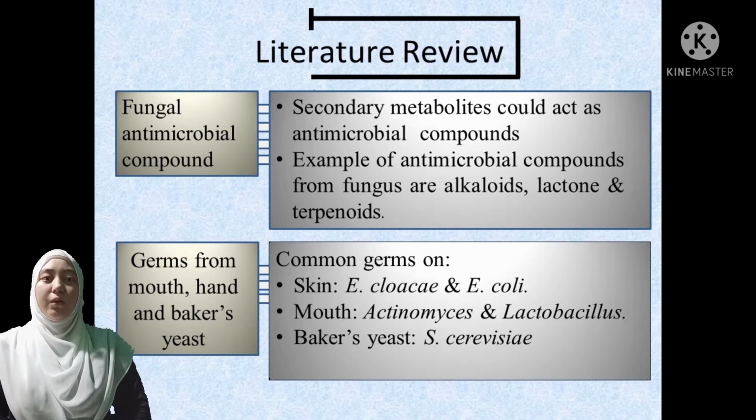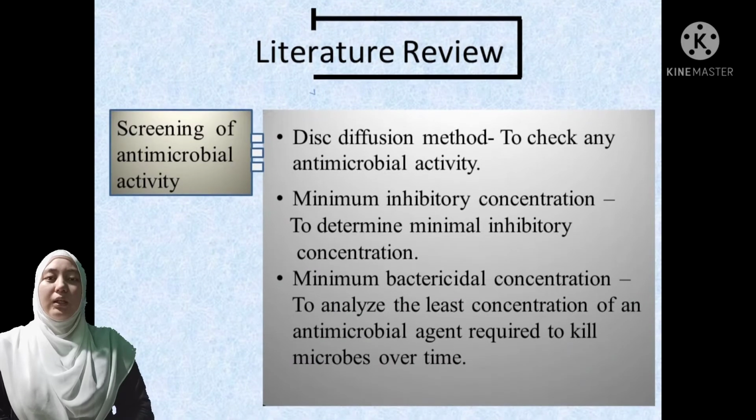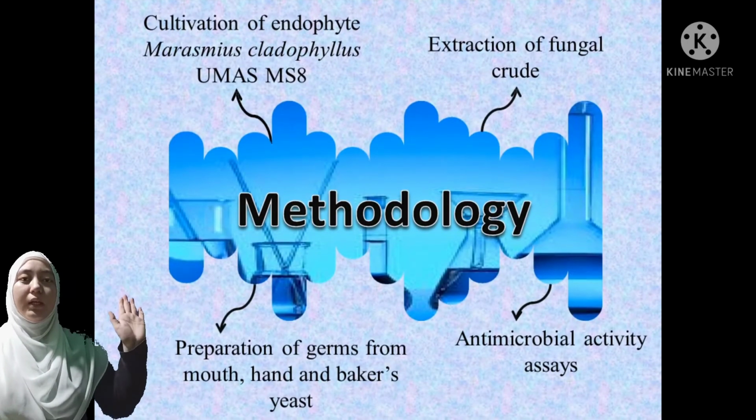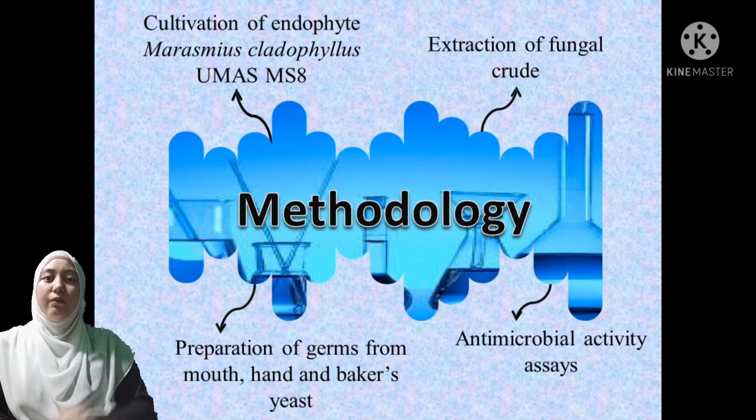Usually, most common germs on the skin are E. cloacae, K. pneumoniae, and E. coli. Meanwhile, Actinomyces and Lactobacillus are bacteria commonly found in the mouth. Lastly, Saccharomyces cerevisiae is a common fungus used in Baker's yeast. In this research, screening of antimicrobial activity was done by using 3 main methods, which are diffusion method, MIC, and MEC.